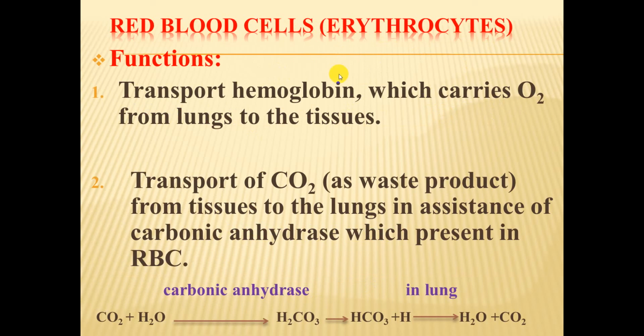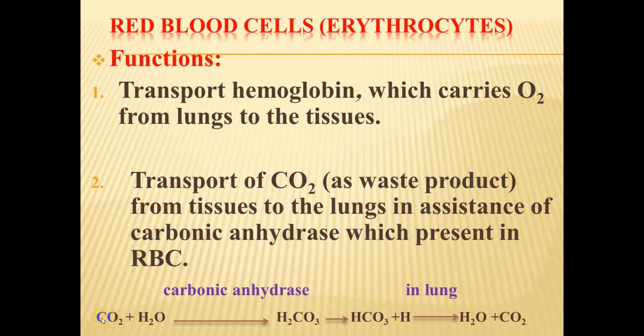Red blood cells or erythrocytes have multiple functions, including transport of hemoglobin. الهيموغلوبين هو اللي ينتقل داخل ال red blood cells carry oxygen from lung to tissues. Then transport of carbon dioxide as waste product from the tissues to the lung with assistance of carbonic anhydrase, an enzyme present in the red blood cell.